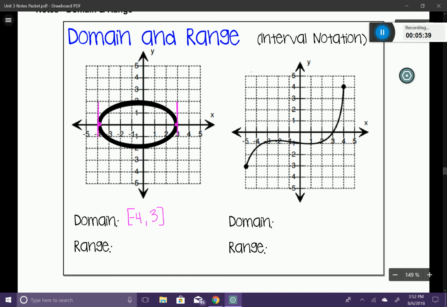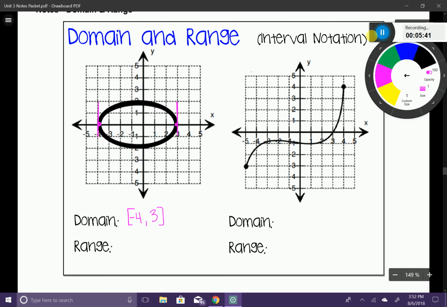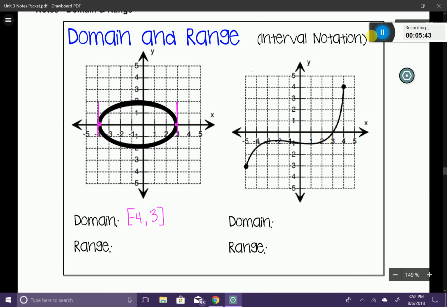And my range value, my highest is going to be at +2, and my lowest range value is going to be at -2. And those are going to be included values. So that's going to be -2 all the way up to 2 with 2 brackets.